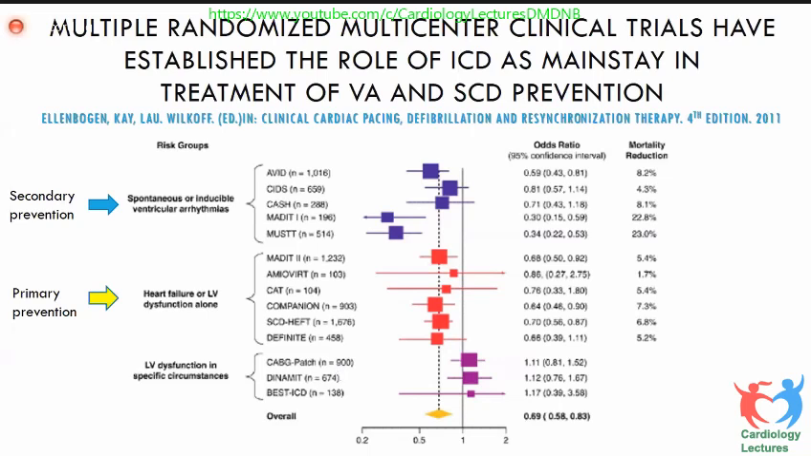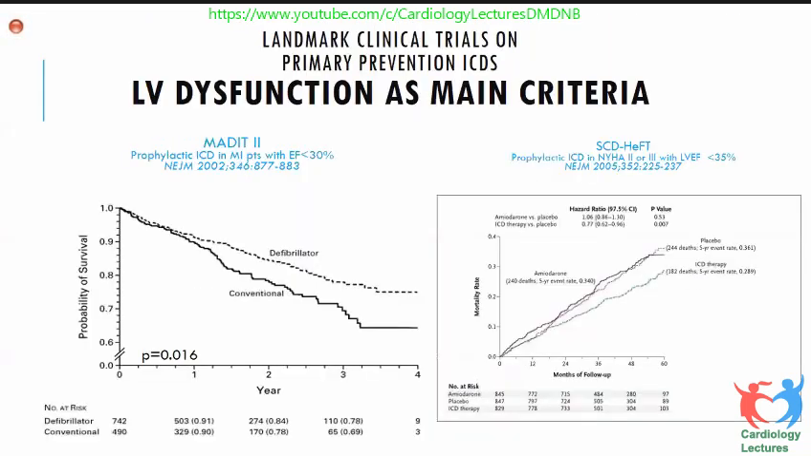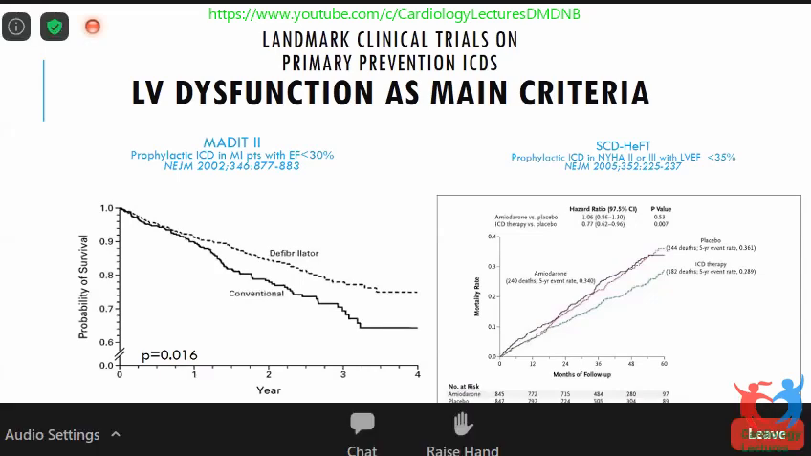namely in those who require revascularization and shortly after coronary interventions. These are the two landmark trials on primary prevention ICD, and both of them use left ventricular dysfunction as the main criterion. In MADIT-II, published in the New England Journal in 2002, it is ejection fraction of less than 30% in MI patients. And in the SCD-HeFT trial, prophylactic ICD in patients with New York Heart Association functional class 2 or 3 with ejection fraction of less than 35%. In this group, they include both ischemic and non-ischemic. Both demonstrated significant reduction of sudden cardiac death in the ICD group.